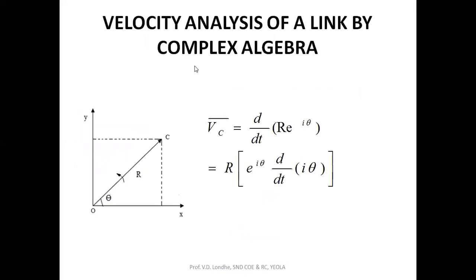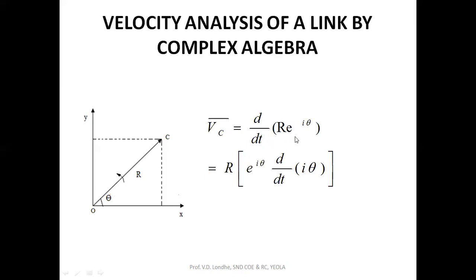Now if you do the velocity analysis, what do we mean by displacement? Displacement is nothing but the change in position or orientation of that point or system. Then what is velocity? Velocity is the rate of change of displacement with respect to time. As per that definition, if you know the vector form, whatever the first orientation vector form, we have to take it with respect to time. So we differentiate R into e raised to power i theta with respect to time.